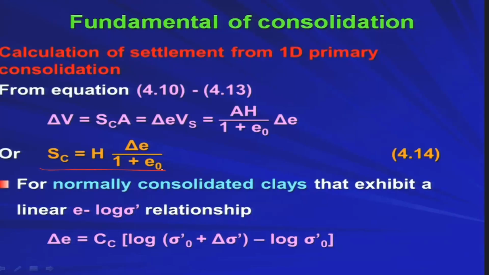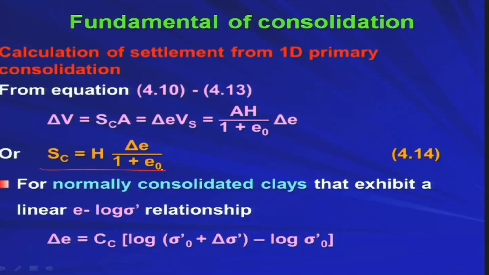Now, based on different conditions we have covered, like normally consolidated or over consolidated, you will get different expressions for S C, and we will see that. But the backbone expression of S C is 4.14. Now, for normally consolidated clay that exhibits a linear e log sigma prime relationship, as we have already discussed, you get a steep slope with a linear relationship when the soil behaves as normally consolidated. When the soil behaves as over consolidated, you get a flatter slope and some non-linear portion.